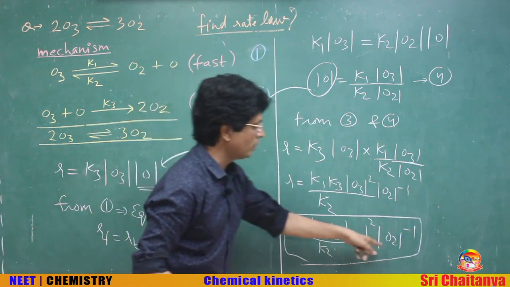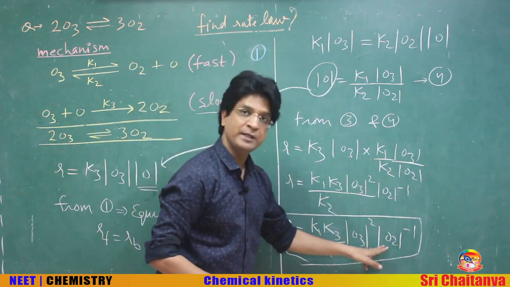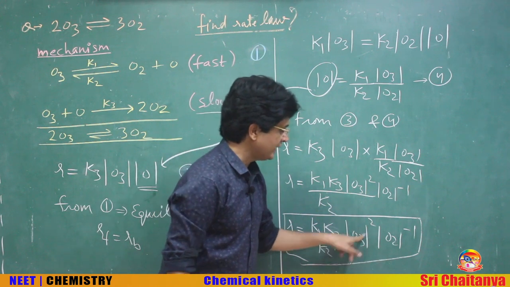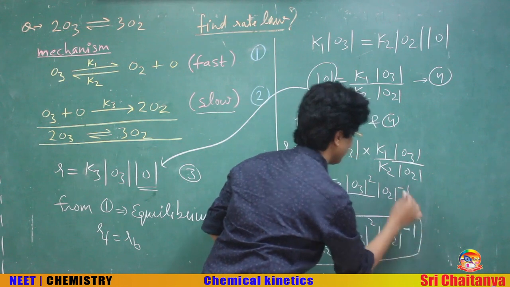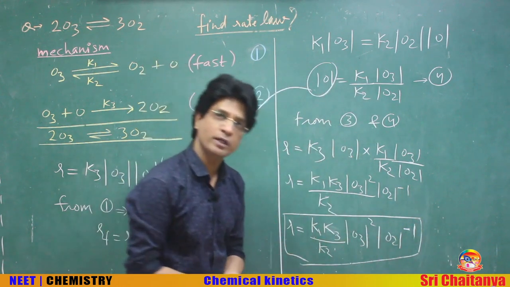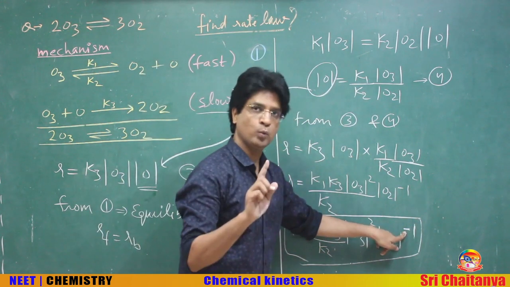Now this rate law does not contain any intermediate. It contains only reactants and products, and you can see that we have an order which is negative. So if they ask you what the overall order is, it will be 2 minus 1, which is 1.